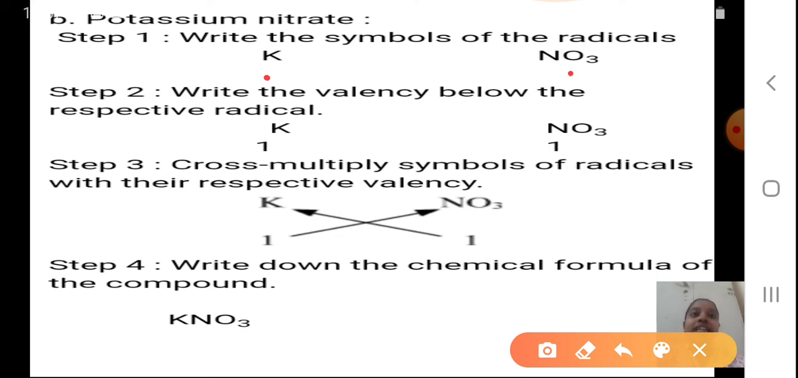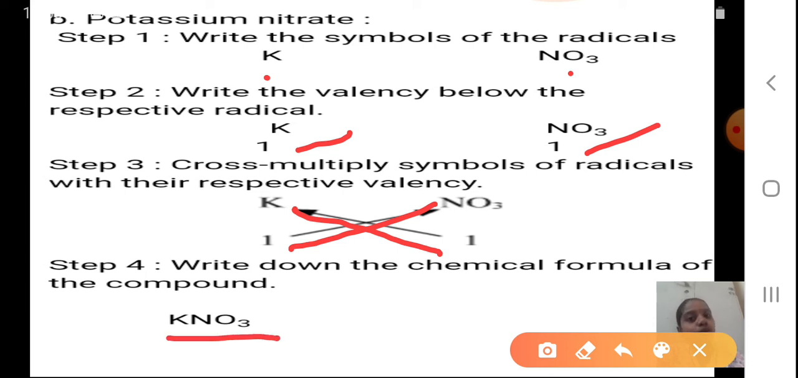Then write the valency below the respective radical. What is the valency of potassium? 1. What is the valency of the nitrate group? 1. Then next, we have to cross multiply. As I cross multiply, it becomes K into 1 and NO3 into 1. So what is my step 4? Write down the chemical formula of the compound. So I got the chemical formula as KNO3.